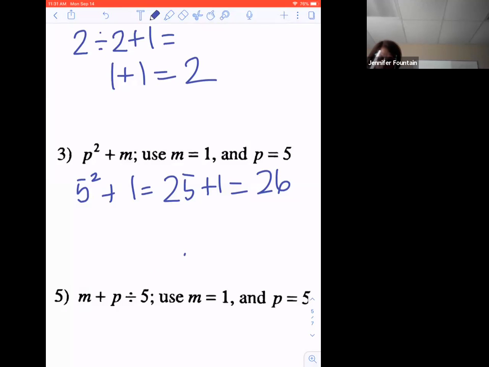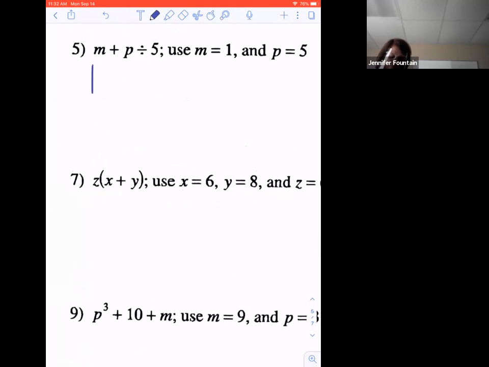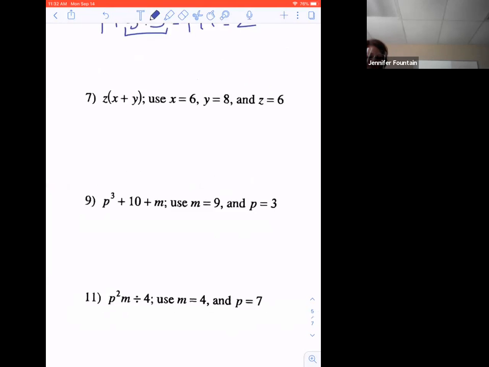Number 5. I want you to go ahead and work that one on your own. M is 1, p is 5. So I have 1 plus 5 divided by 5. What do you have to do first? Divide. What is 5 divided by 5? 1. So I have 1 plus 1 equals 2. I want you to work number 7.